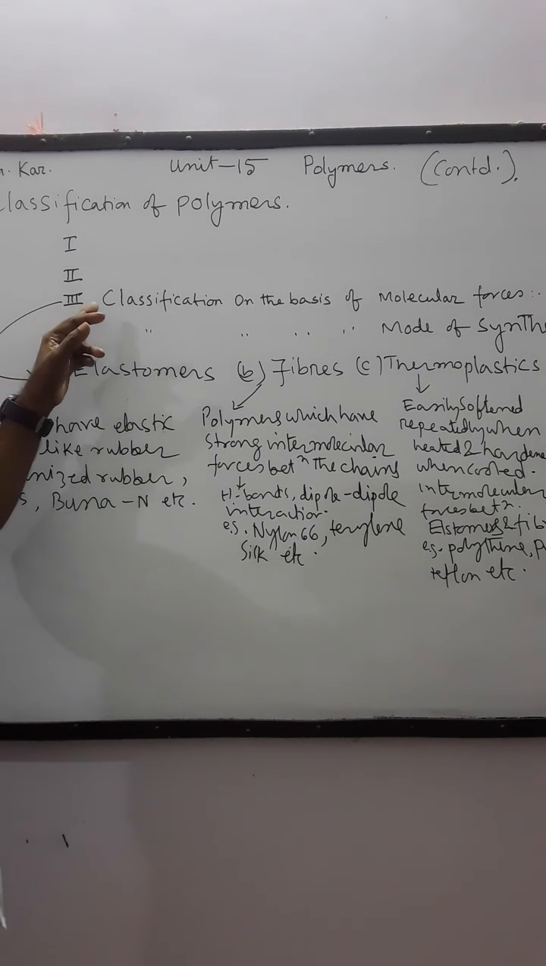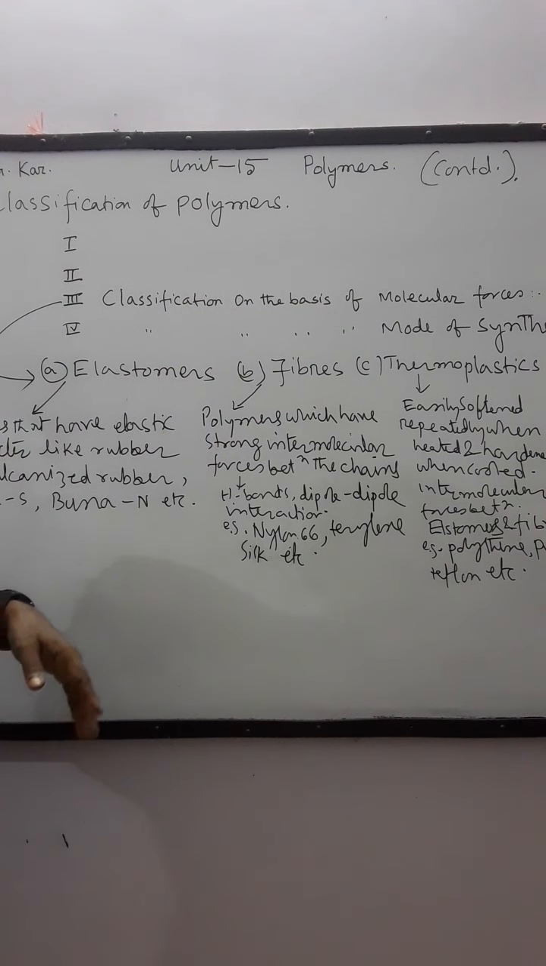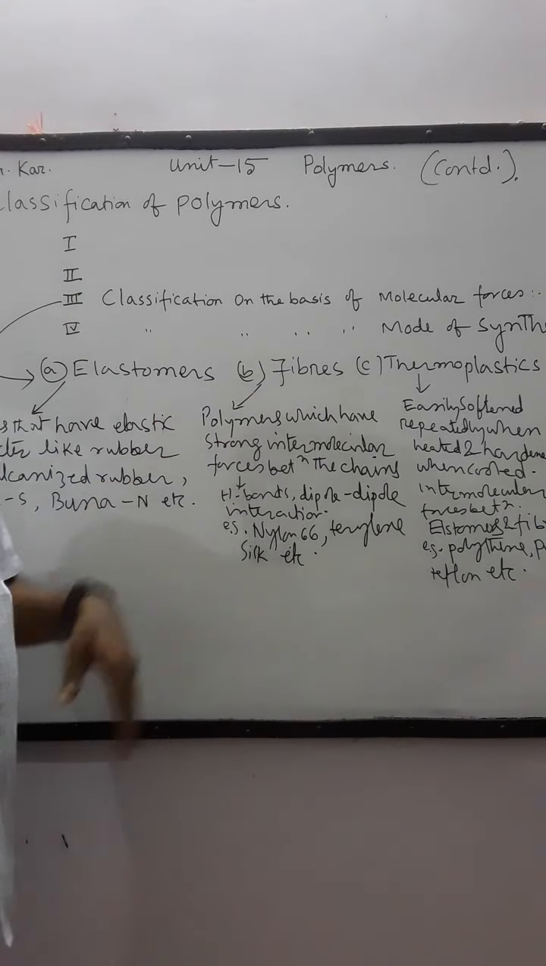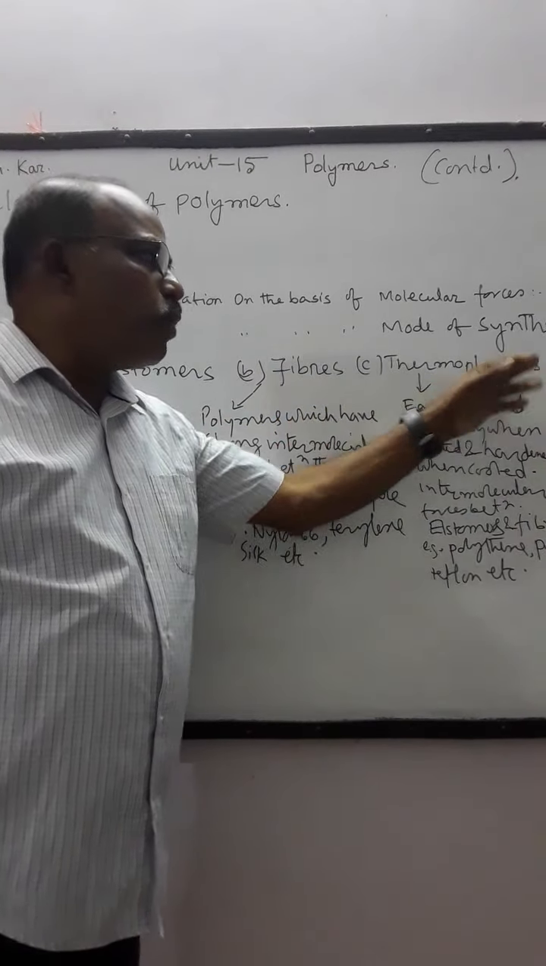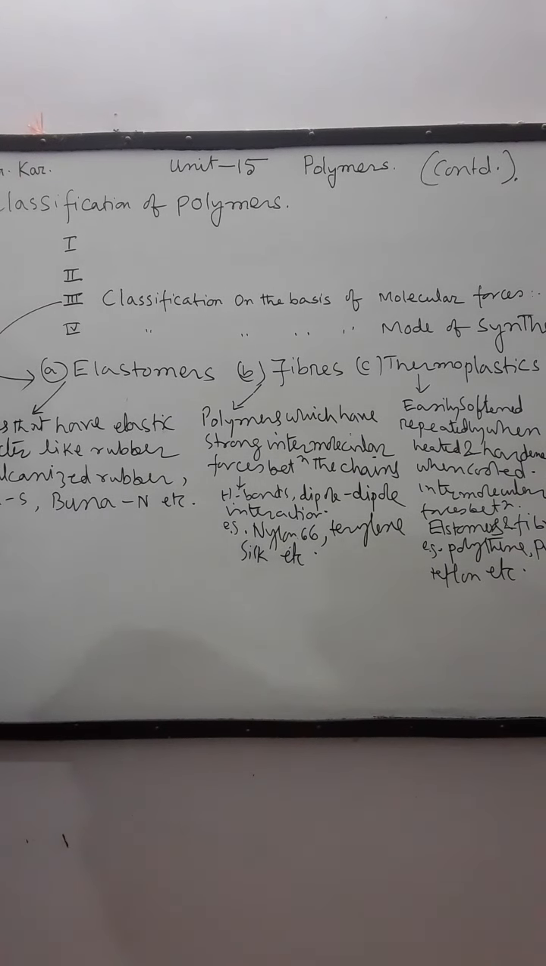So first we start with the third one, that is classification on the basis of molecular forces. On the basis of molecular forces, polymers are classified into 4 different types. Number 1 is called elastomers, second is fibers, third is thermoplastics, and fourth is thermosetting plastics. So first we consider elastomers.